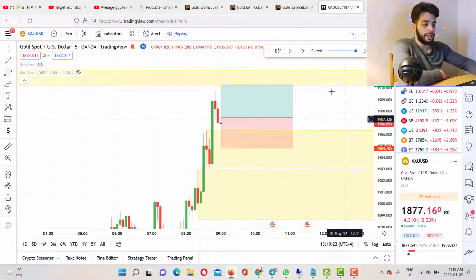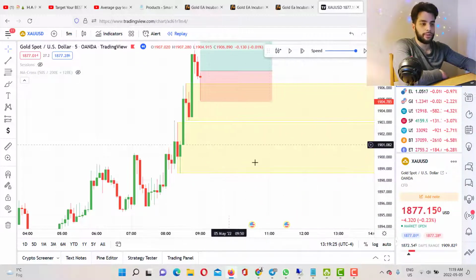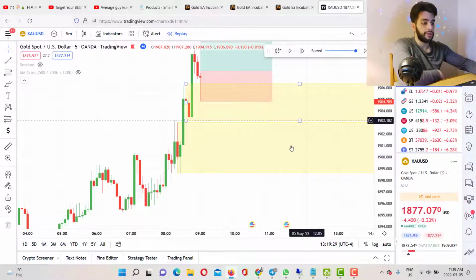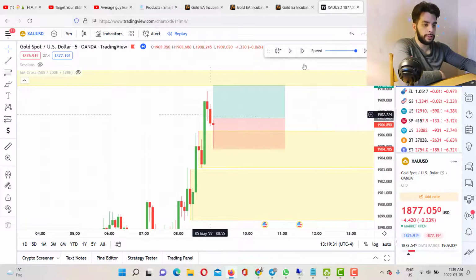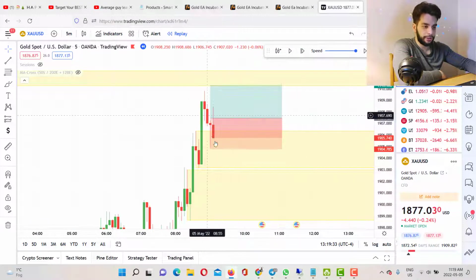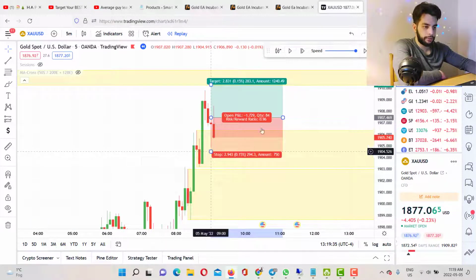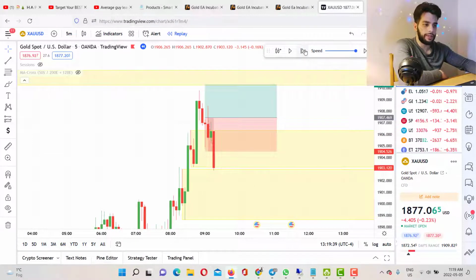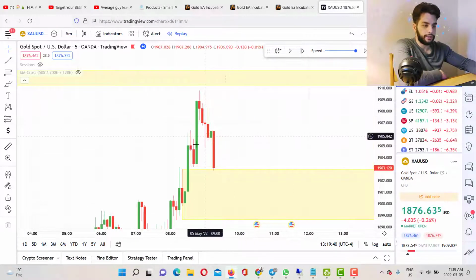And also, we have this one right here. This high probability demand zone is most likely to get tapped into because they're so close to each other. So I put my buy stop here. It actually got triggered. I had my stop loss somewhere around here and my TP here, and then boom, I got stopped out right here. So this one is invalid.